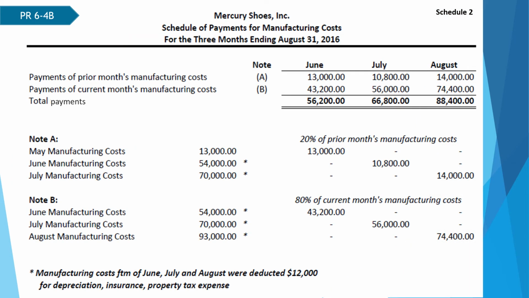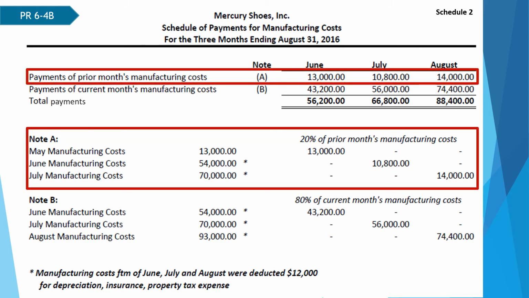Let us now make the schedule of payments for manufacturing costs. For the payment of prior month's manufacturing costs portion with computation in Note A, the payment of accounts payable incurred in May will be made in June.